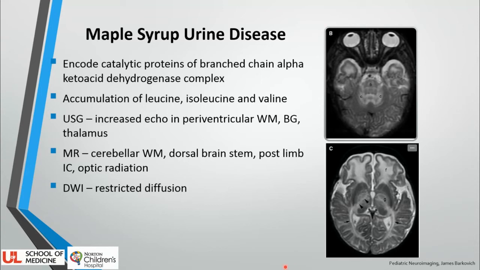And on imaging, there's involvement of early myelinating structures, as seen on this T2 image on top. There is abnormal bright signal in the brainstem and the cerebral white matter. T2 image below shows abnormal involvement of the posterior limb of the internal capsule and the optic radiation.